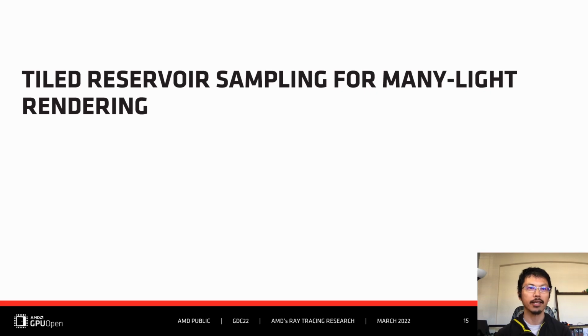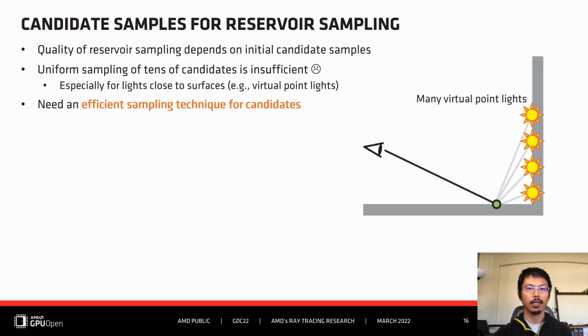Okay, then the next topic is about reservoir sampling related improvement. What we propose is tiled reservoir sampling for many light rendering. Although using reservoir sampling improves the convergence as we saw in the previous slide, the effectiveness depends on the quality of the initial candidate samples. If we sample from bad samples, we do not get any good sample.